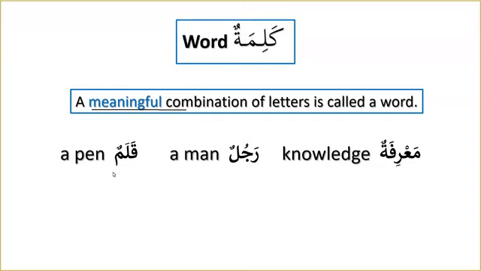And we can see here, similarly in Arabic, we have qalamun. So it makes sense and it means a pen. But if we change, for example, if we make it mim lam qaf or lam mim qaf, lamaqun, that wouldn't make any sense. Similarly, we have rajulun, that means a man. And then we have ma'rifatun, that means knowledge. So all of these are meaningful words and all of them have clear meaning. So kalima is basically a meaningful combination of letters.